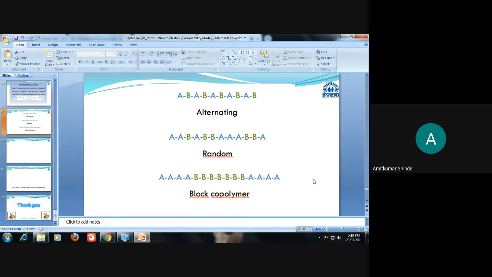This is one more polymerization, homopolymerization. If the same monomer is present in the formation of the chain, if suppose you have taken A monomer, then from start to end, only A monomer will be there. That is homopolymerization.